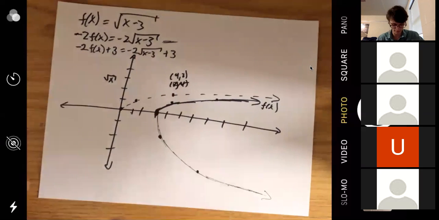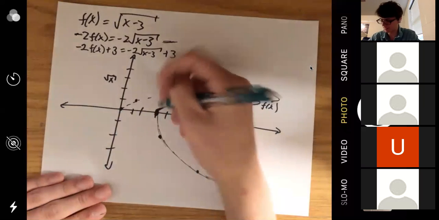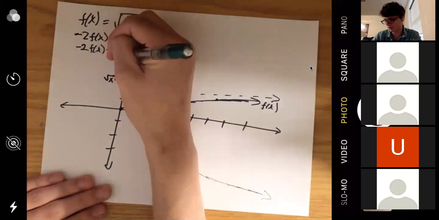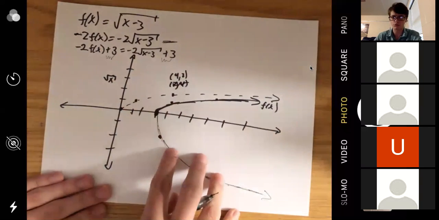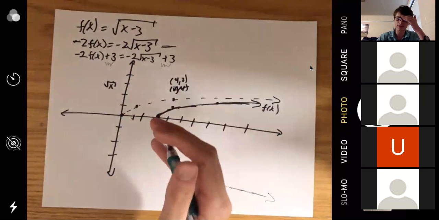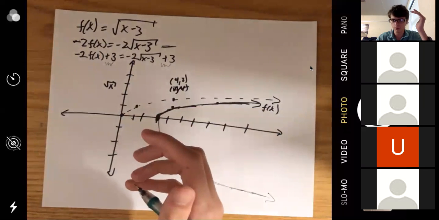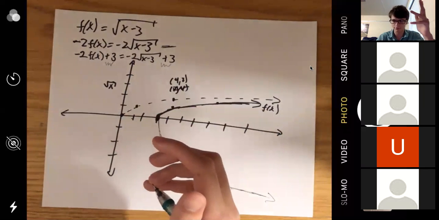Let's not be confused by that. And then I want to shift it up 3 now, because that's all this is doing. If I add a constant outside, it's just going to shift it up. So that means all I'm doing is adding 3 to every y value. So the scaling factor multiplies the y values by the scaling factor.